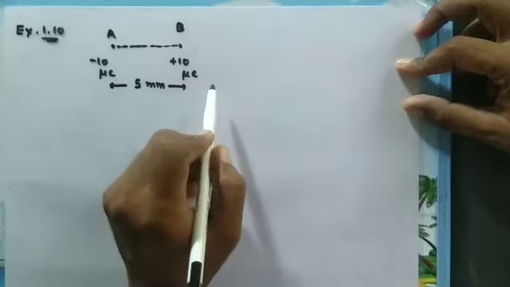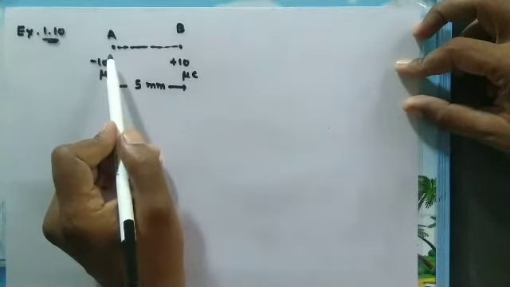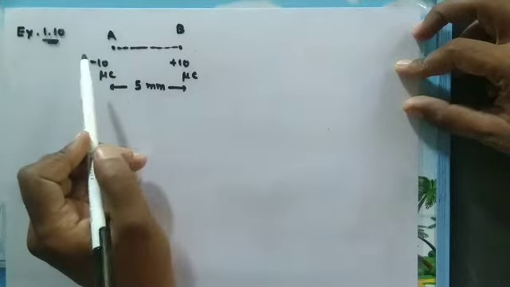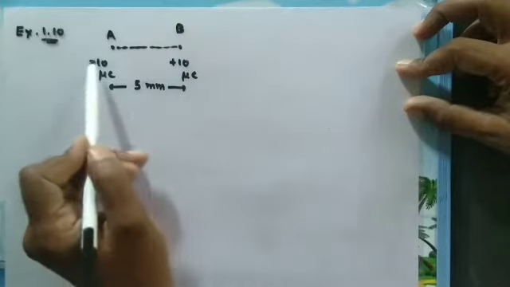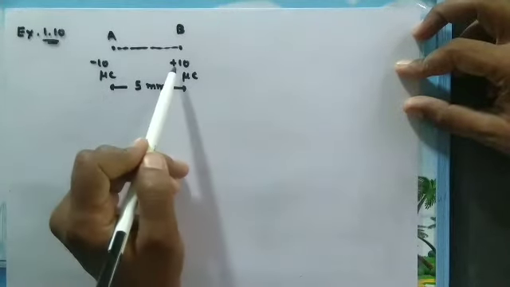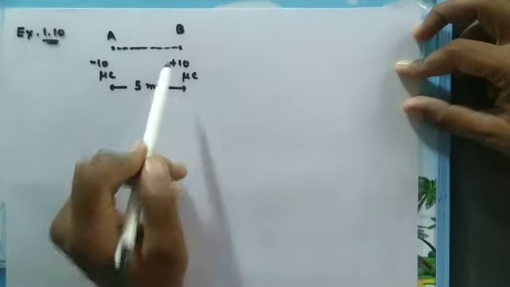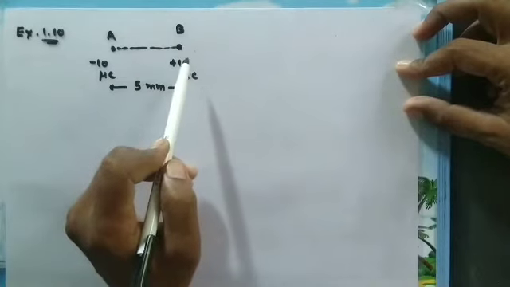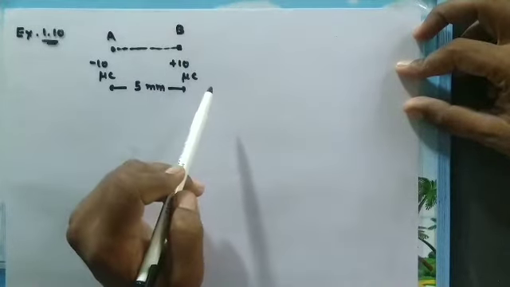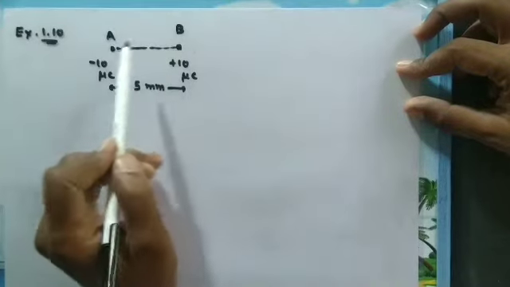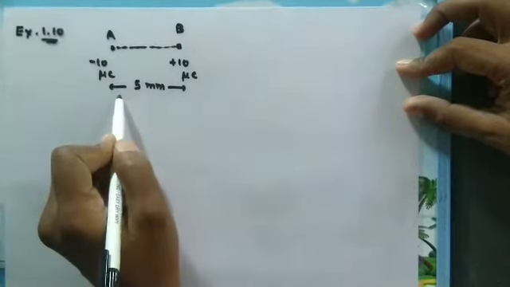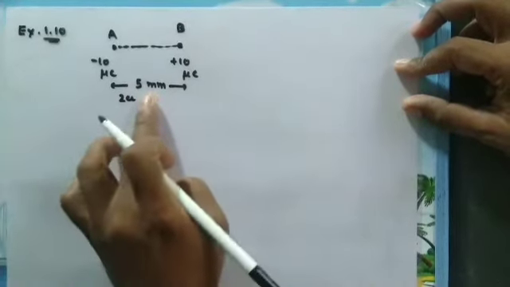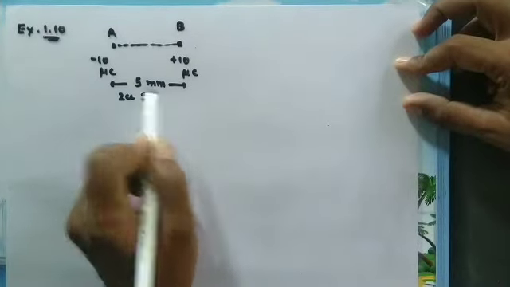and we know that if there are two charges of the same magnitude and opposite polarity, one negative and the other positive, then this system of charged particles is called an electric dipole, and the distance between the two charges is taken symbolically as twice of A. So this distance 5 mm is nothing but 2A.